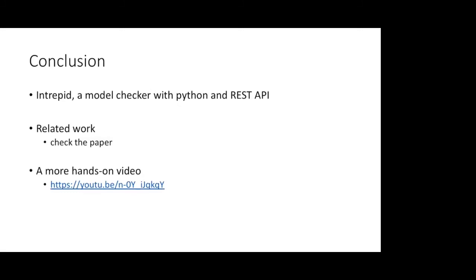So in conclusion, I have shown you Intrepid, a model checker that features a rich Python and REST API. There is a lot of related work on the topic and other tools, and I suggest you check the paper for the complete and exhaustive list. And moreover, there's another video which I have placed on YouTube where you can see more examples, more interactions with the terminal. I show you how to run the tool, install it, and so on. So you can just click the link and check it out.